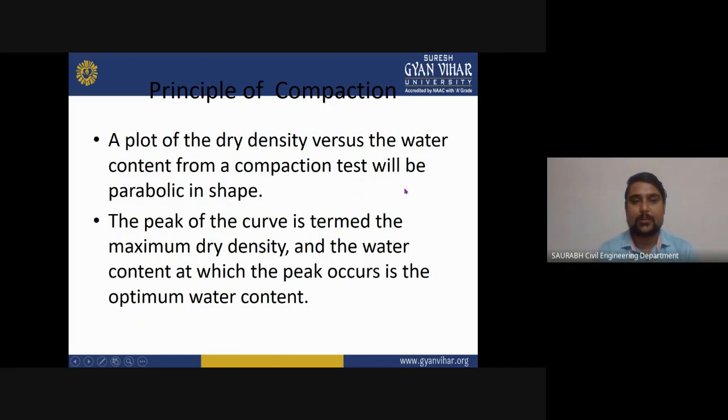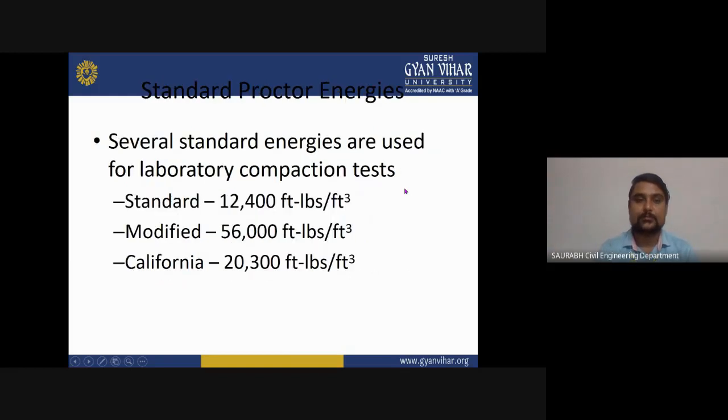Principle of compaction: a plot of dry density versus the water content from the compaction test will be parabolic in shape. The peak of the curve is termed the maximum dry density, as I told you, MDD, and the water content at which the peak occurs is the optimum water content, which is known as OWC. And here, several standard energies are used for the laboratory compaction test. First one is the standard, modified, and California. And there are different values of energies which are involved in doing the compaction of a soil.